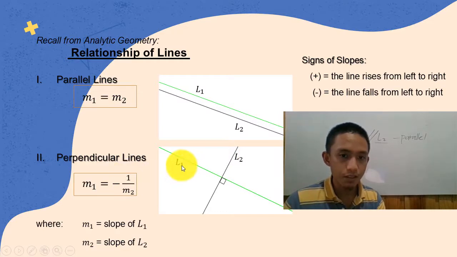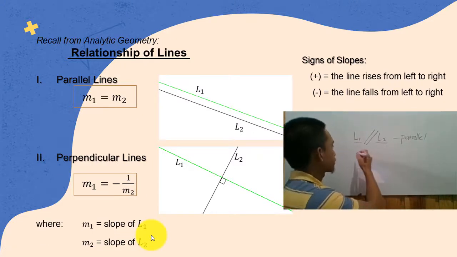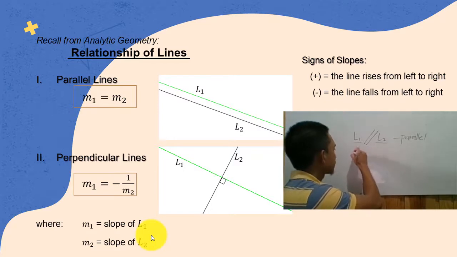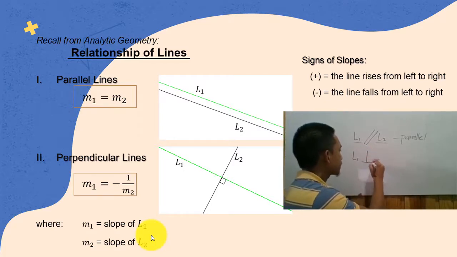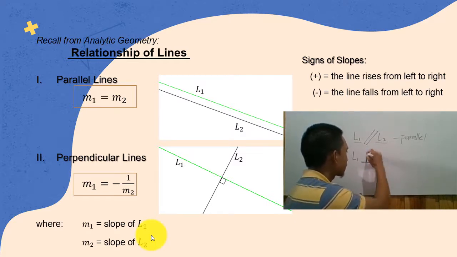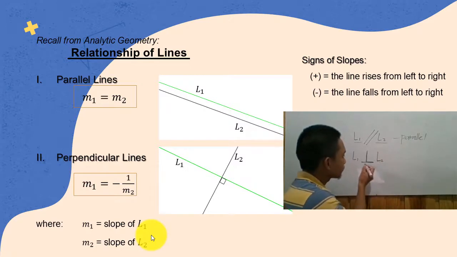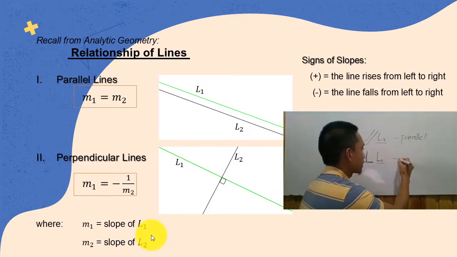So if L1 has the slope of M1, L2 has the slope of M2, then M1 is the negative reciprocal of M2. Okay, those are the slopes. M1 and M2 are the slopes. So how do we write that one? L1 is perpendicular, that is the symbol for perpendicular, a 90-degree symbol, with L2. Again, symbol for perpendicular. So it means line 1 is perpendicular to line 2.